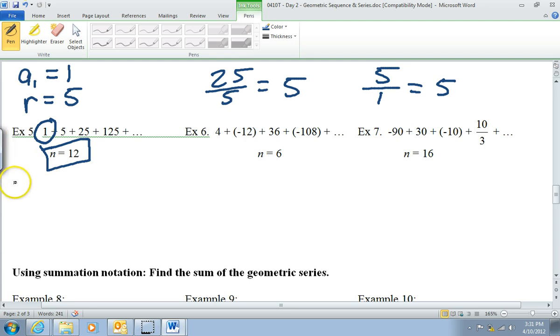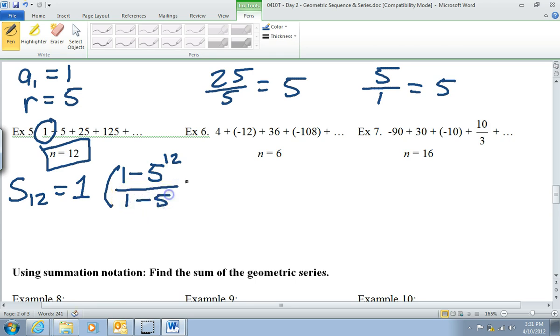We're supposed to find the sum of the first 12 terms. That will be a1 times 1 minus r, so that's 5, to the n power, so 5 to the 12th power, divided by 1 minus r, which is 1 minus 5. Boom! We're just straightforwardly using the formula.